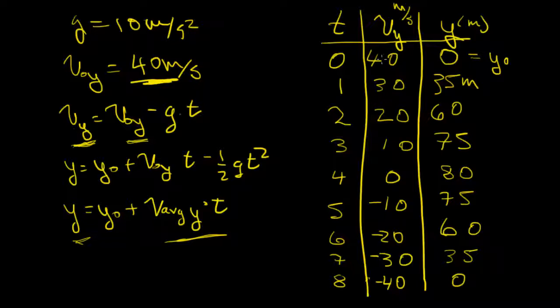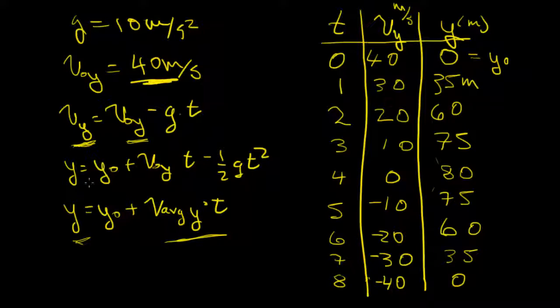And so the object is going up, and at each second is at 40, 30, 20, 10, 0, minus 10, minus 20, minus 30, minus 40. And its position in that time, it's going up for the first 4 seconds till it gets to the very top of its trajectory at 80 meters, and then it starts falling back down and goes all the way back to 0.